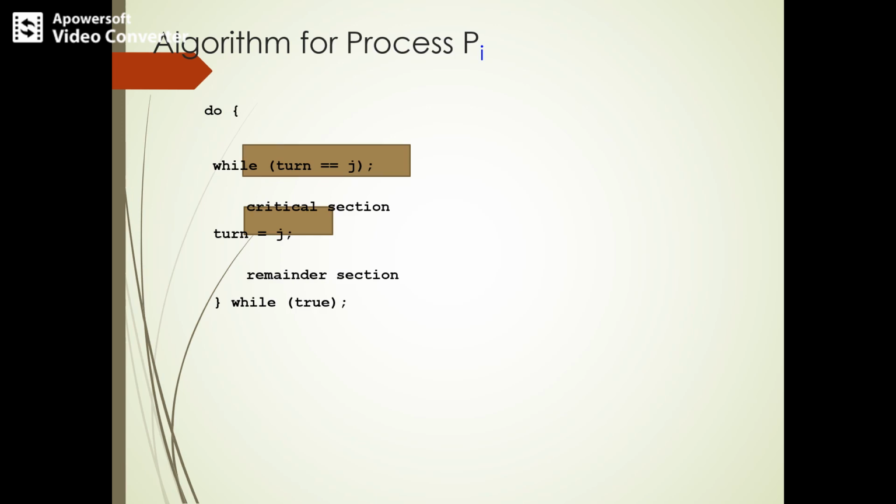Now with this, it is very clear that between two processes Pi and Pj, it is only process Pi which comes and enters into the critical section. It is the only process which enters the critical section, and the turn will be set for the next process.